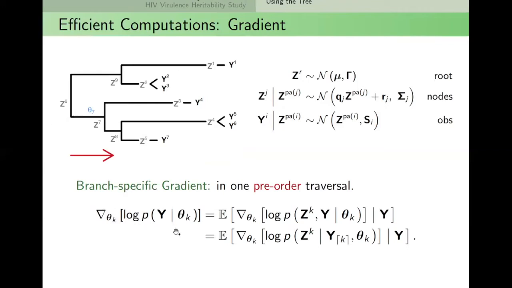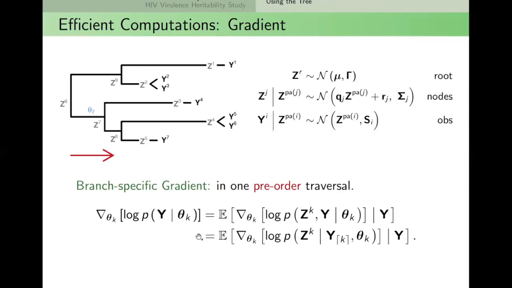And this is just an application of Fisher identity, it's sometimes called. So you just write this gradient as an expectation given the tips. So that's why you need to go back here, because you have integrated all the information when you are at the root, and then you propagate it back to all the nodes here.